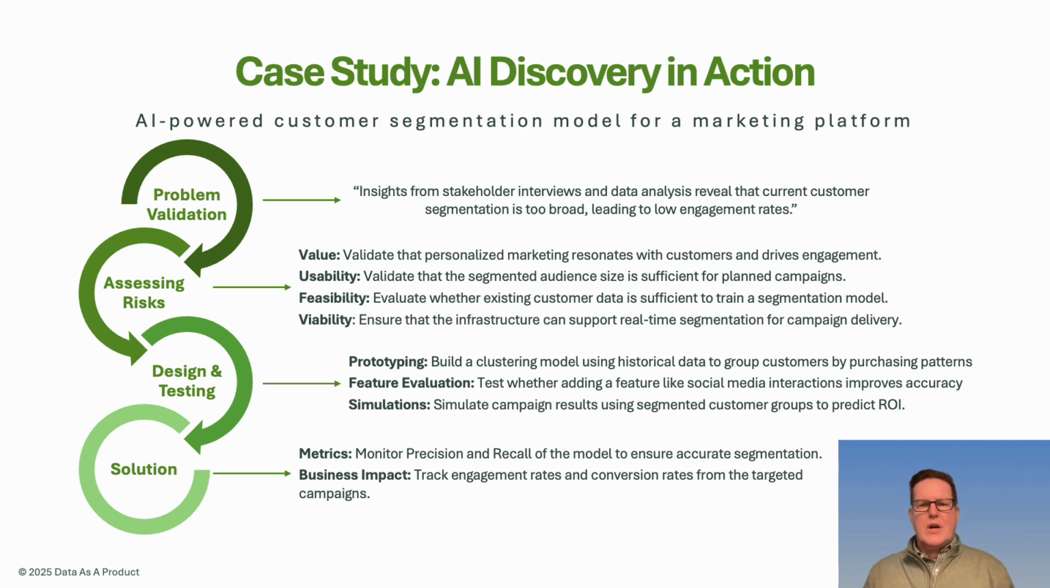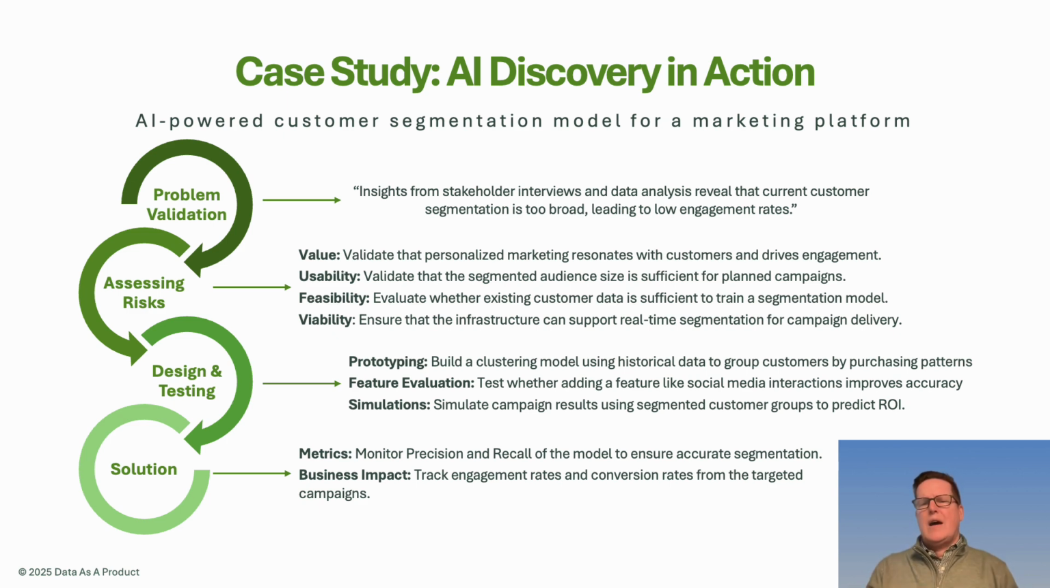The solution that you come up with would have metrics that monitor both the precision and recall of the model to not only ensure accurate segmentation at the time of deployment, but also ongoing. And then you'd want to track the business impact. What is the actual engagement rates and conversion rates for the targeted campaigns over time? Are they going to remain steady? Are they going to increase? Or are they going to start to tail off and need recalibration?